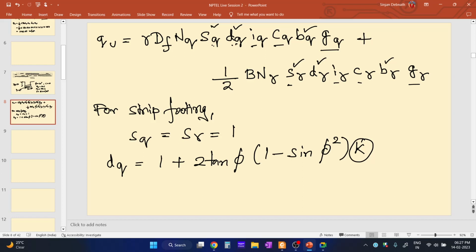This K is a coefficient which we need to find out. So first, in order to find out the value of K, we need to find out the ratio df by b. If df by b is less than 1, then K value is df by b.